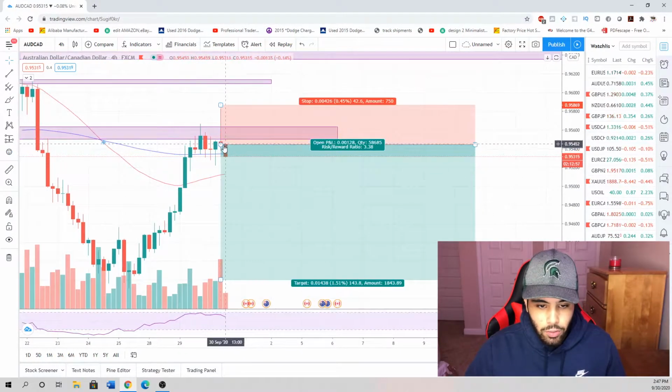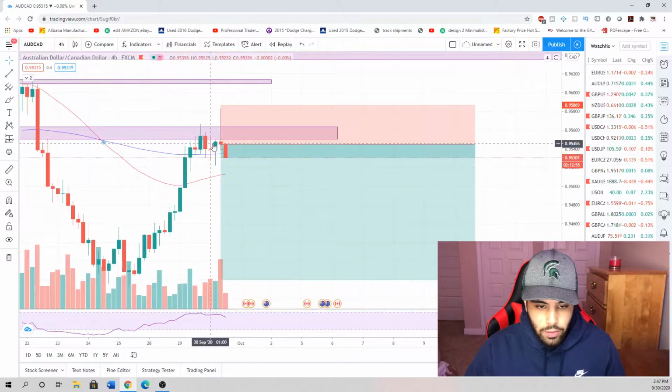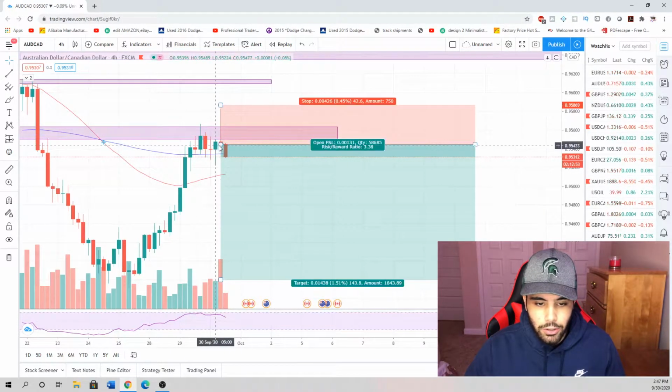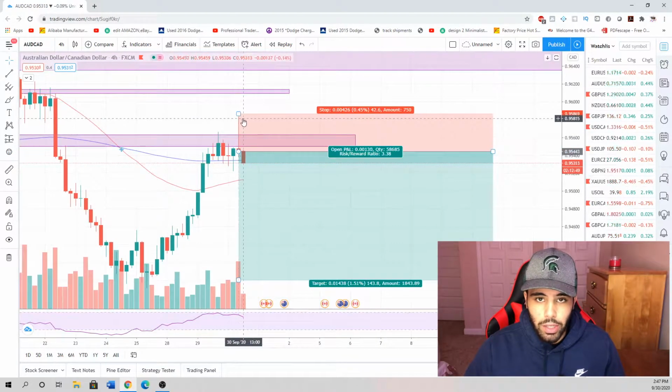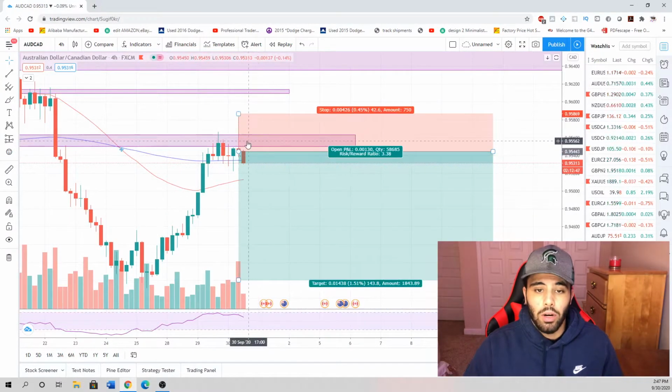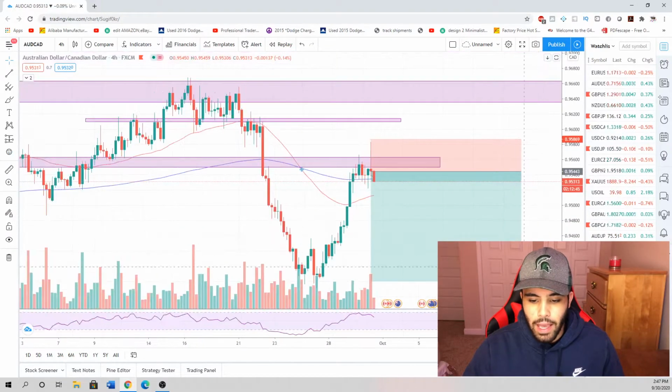I did enter right at the close of the previous candle right here, and I put my stop loss right above this wick, giving the market some room to fluctuate. And my take profit is down here, targeting the previous low.